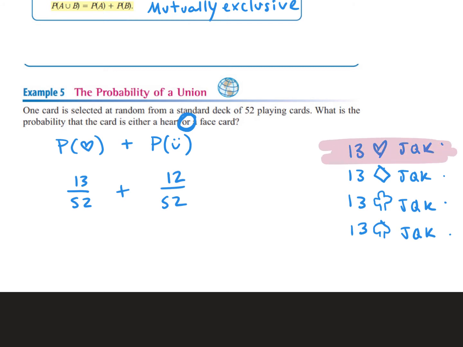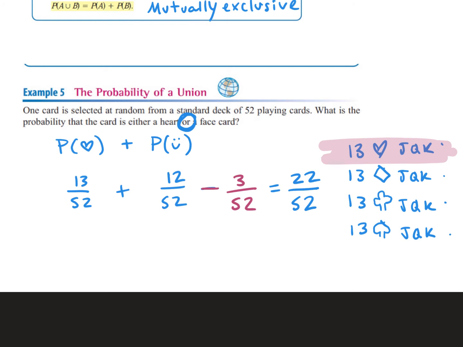So because it's overlapping, we have to subtract the ones that are overlapping. So we're subtracting 3 out of our 52 cards. So everybody sees how we have those 3 cards that are overlapping? Perfect. So now we just add and subtract our fractions together. Our denominators are the same, so our denominator stays the same. Then we have 13 plus 12, which is 25, minus 3, so 22.